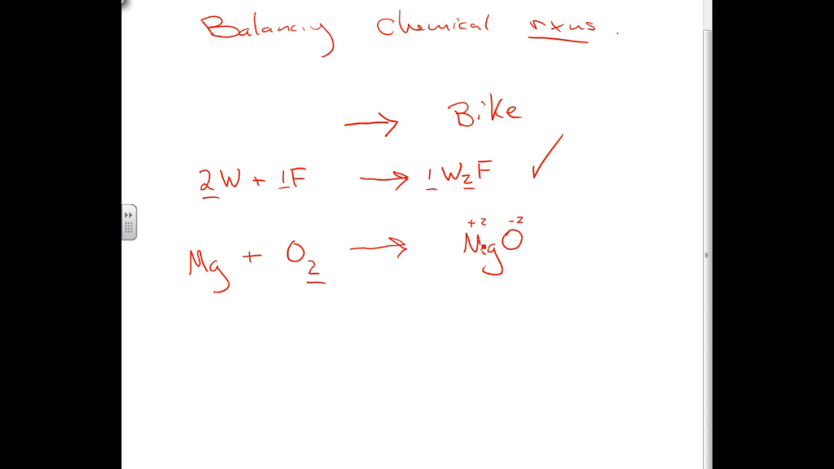So it only forms Mg and O, but we had two oxygens here. If I have two oxygens on the left side, I have to have two over here. I can't put a 2.